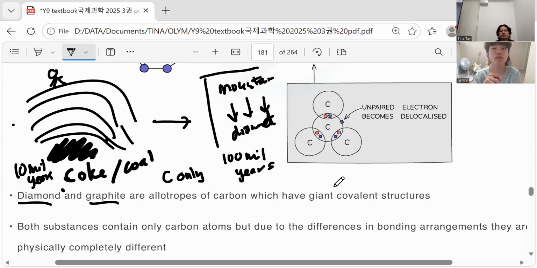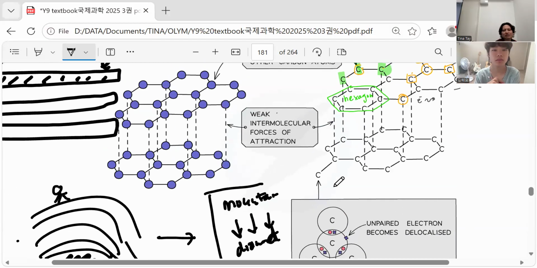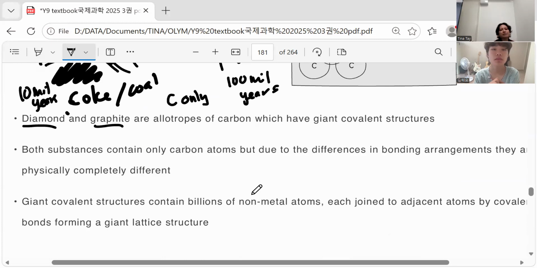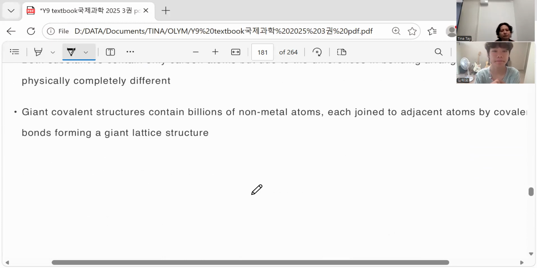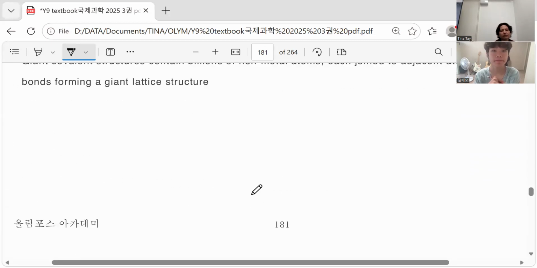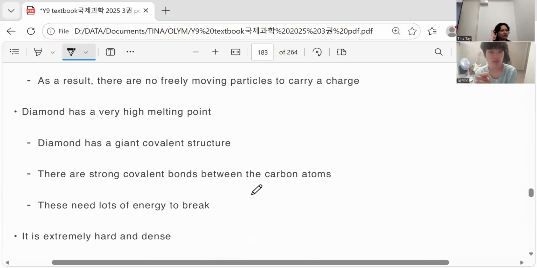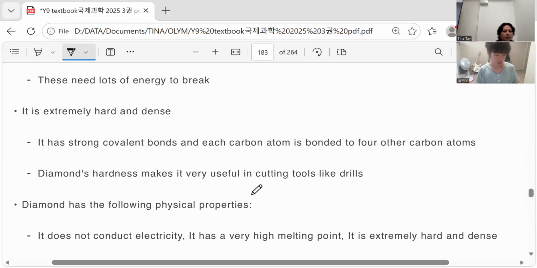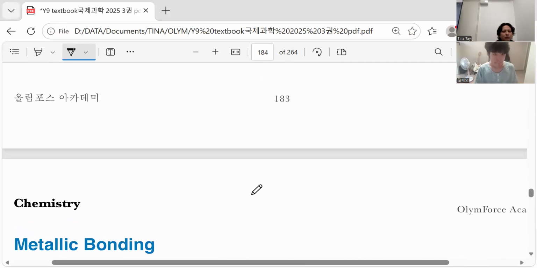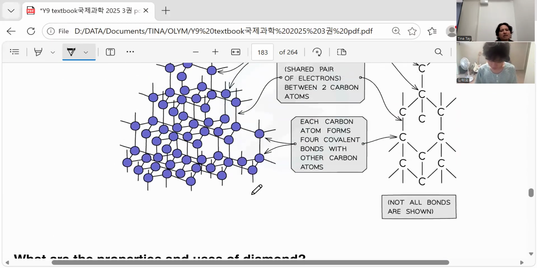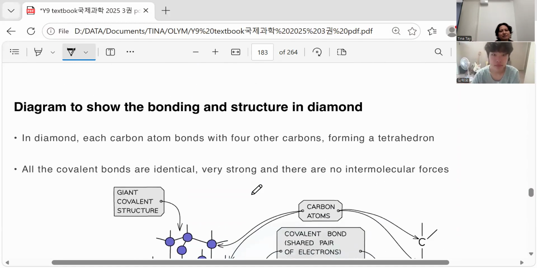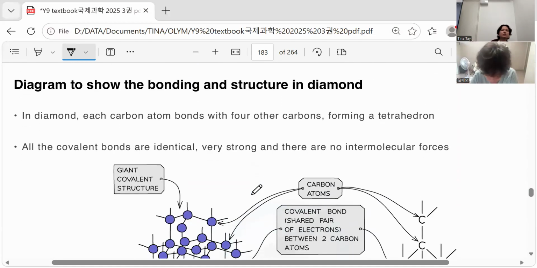So what is the difference between the structure of diamond and graphite? I taught you just now, graphite is like this, right? Layers, right? Then diamond, how? If you look at page 183, this is diamond. So it's slightly different.